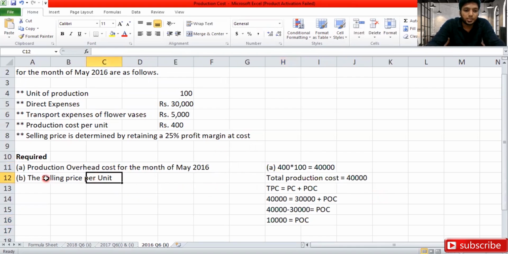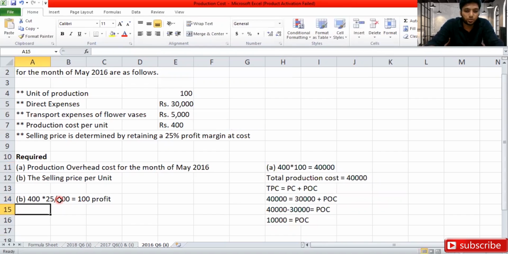Now this is the A part. Selling price per unit. They are saying that they are keeping 25% profit margin on the cost at which they sell. So that's how you need to take it because they're saying profit margin on cost. So let me move on to the B part answer. As they've given, it's very straightforward. I can find the production cost is 400. I'm going to keep a profit margin of 25 over 100. So I will get 100. So this is the profit I'm going to keep.